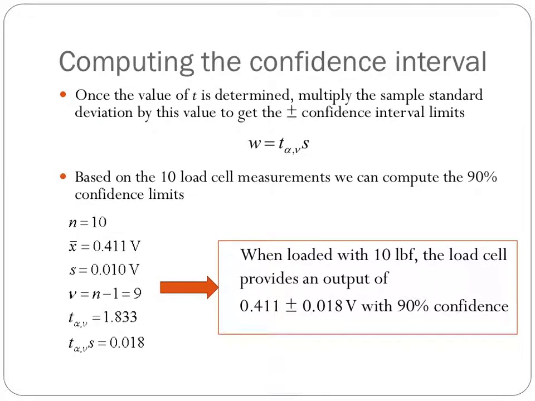Now that we have the critical t-value, the way that we get the value of the confidence intervals at that 90% confidence level is to simply take the t-value that was associated with the desired confidence interval level and the number of degrees of freedom, and multiply that by the standard deviation that was estimated from the population. Running those numbers with the example data that was provided is going to show us that when loaded with a 10-pound force, the load cell is going to provide an output of 0.411 volts plus or minus 0.018 volts with 90% confidence.